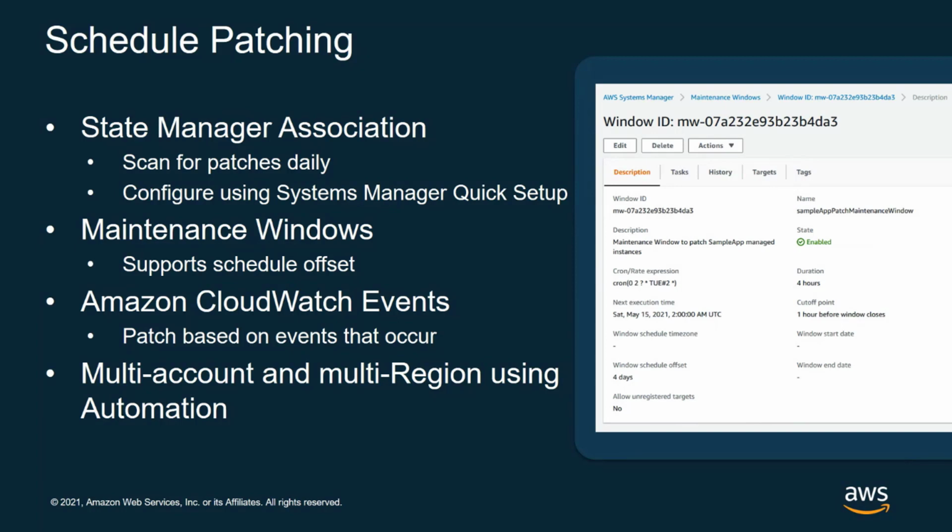And this can be very helpful in the case of Windows workloads where you need to ensure that patches are installed following Microsoft's Patch Tuesday, which takes place on the second Tuesday of the month. You can also use Amazon CloudWatch to kick off actions or other workloads based off of events that take place within your accounts. And you can also leverage Systems Manager Automation to perform patching operations across multiple accounts in multiple regions.